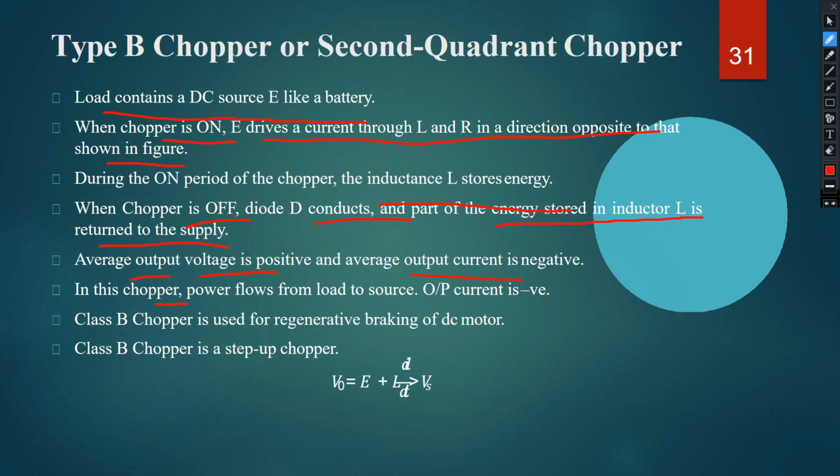In this chopper, the power flows from the source to the load and the output current is negative. Class B chopper is used for regenerative braking of the DC motor. Why? Because I told you that during regenerative braking, power flows back to the supply, saving some energy. So it is known as regenerative braking. This is a step up chopper, so V output is greater than Vs for this type of operation. It has to be satisfied. I have already explained what V output is: E plus L di/dt.